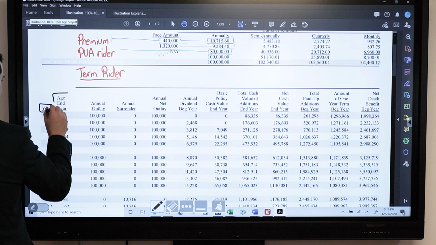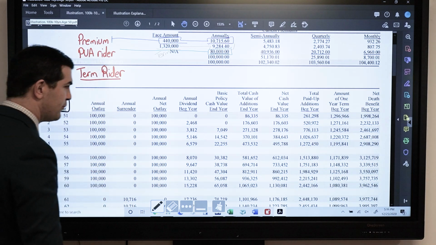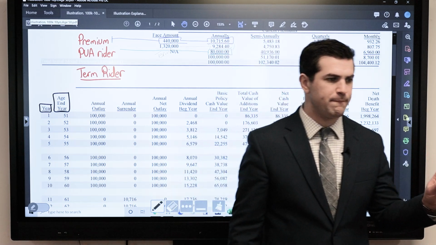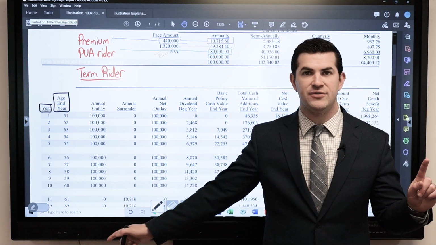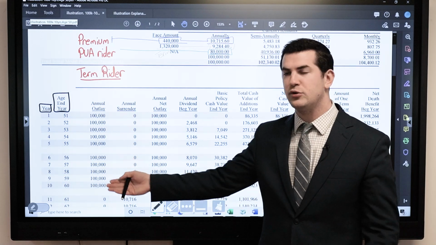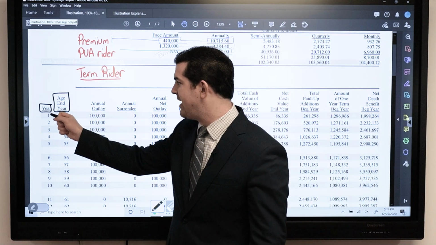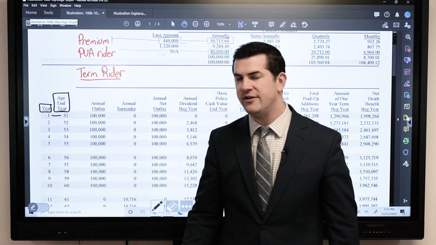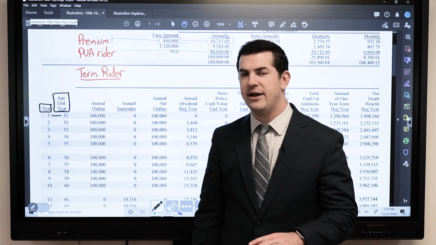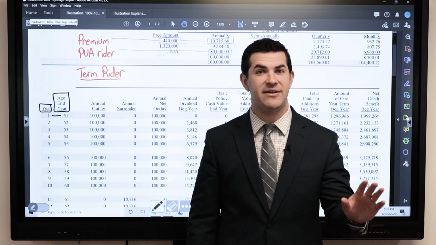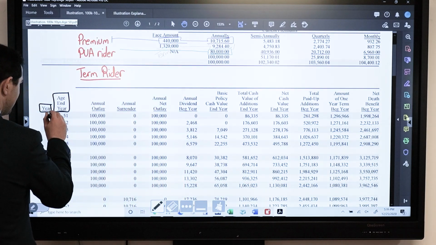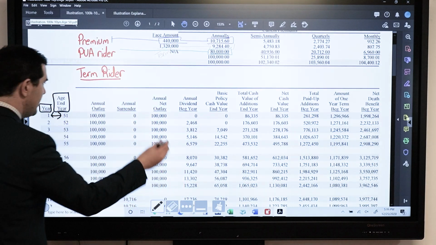Year and age and year. Pretty straightforward. What I will say is year 1, age at the end of the year is 51. This illustration is on a 50-year-old male. This particular company displays at the end of each year how old the individual will be. Why I state that is the next example we're going to look at states the age at the beginning of each year. Good to be aware of that little difference there with insurance companies.